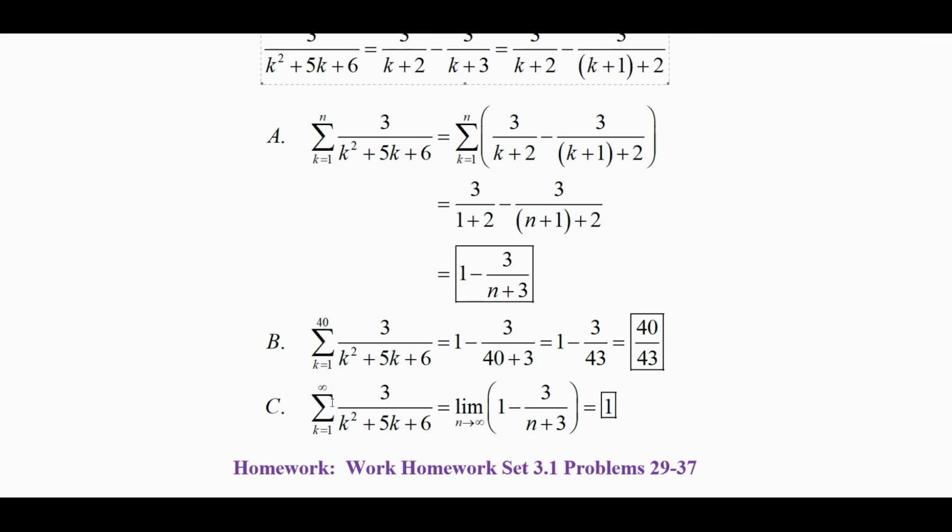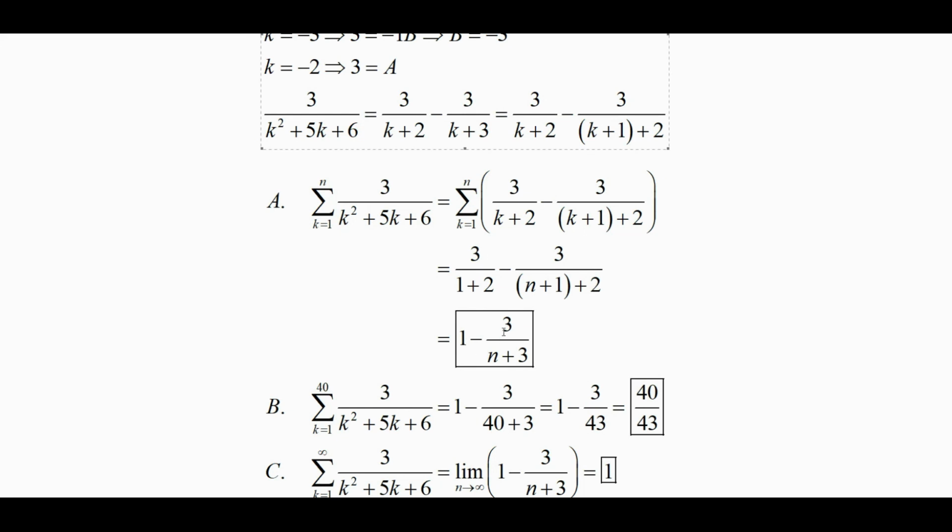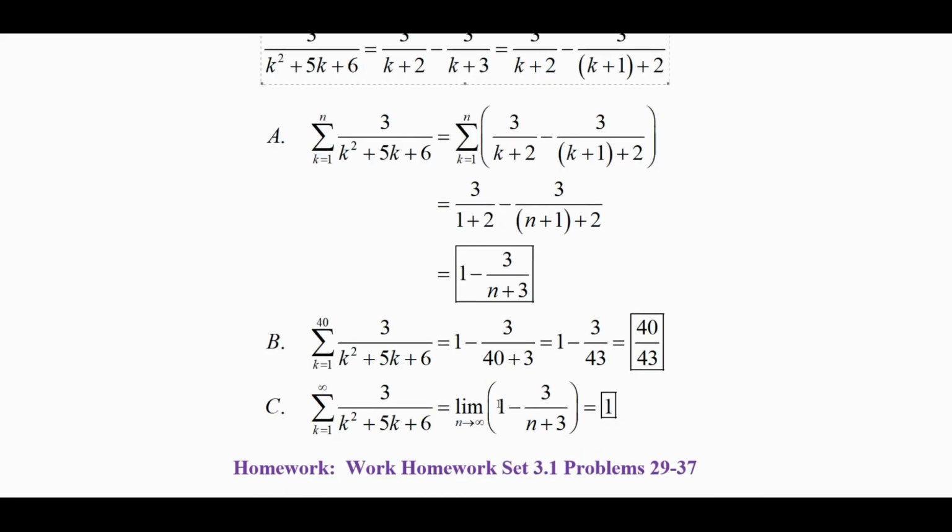Well, what if we add up infinitely many of them? Well, what would that mean? That means take this sum here going to n, which is given by that formula, and take the limit as n goes to infinity. Well, the second fraction goes to 0, so the sum is just 1. We're short by 3 over 43 when we sum up the first 40 terms, and then as we go further and further out, we add more and more, and so that has a limit which is approaching 1.